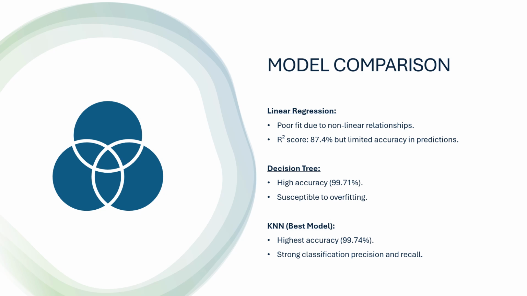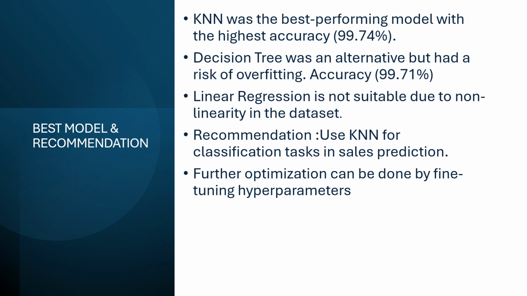Based on the model recommendation, KNN is the best choice because of its high accuracy and reliability. The decision tree is useful when interpretability is needed. But as I said earlier, it may overfit if not pruned correctly, so I cannot suggest it as much as KNN. And linear regression is not at all suitable for this dataset because of its non-linearity.